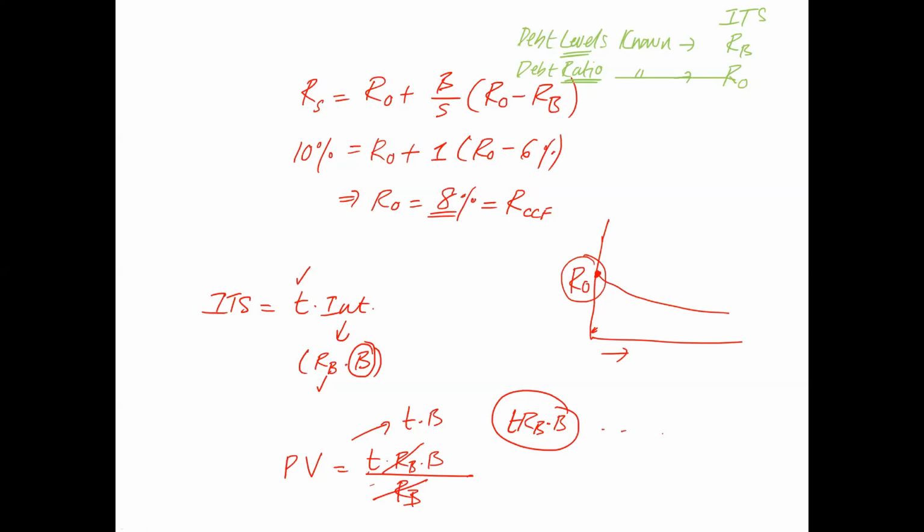Whenever debt levels are known in advance, the appropriate discount rate for interest tax shields is RB. Otherwise, if the debt ratio is known, then the appropriate rate is R naught. And again, the main point is this, Blake. Yep. Since the firm is trying to maintain a certain debt value ratio, its level of debt will be a function of how the value is expected to be next year. And because that value in turn is a function of the underlying risk.